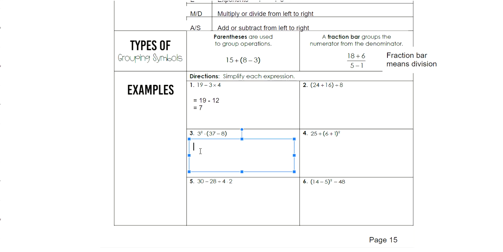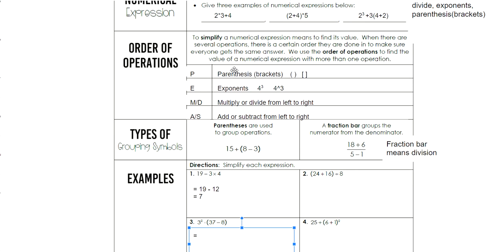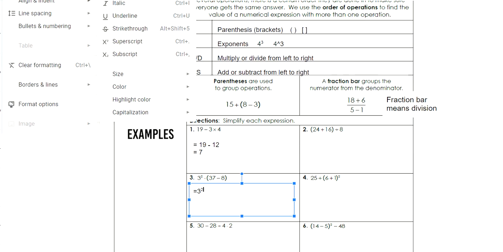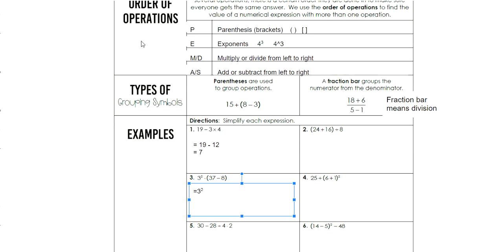So 3 squared, okay? So it equals 3 squared. So we first look and see, okay, parentheses. We do have parentheses, so we're going to have to rewrite the 3 squared first. 3, format, text, superscript squared, format, text, unsuperscripted, okay? And then it would be times 37 minus 8 is 29, okay?